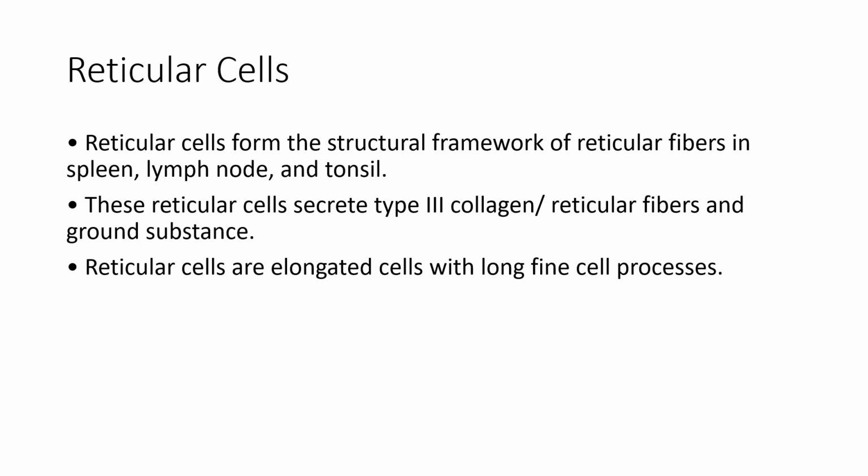So far, we have studied the cells of lymphoid tissue meant for imparting immunity, be it T lymphocyte, B lymphocyte, natural killer cell, or antigen presenting cell. These are all related to immunity. The last variety of cells of the lymphoid system is the reticular cells. They mainly form the structural framework of reticular fibers in lymphoid organs like the spleen, lymph node, and thymus. Histologically, reticular cells are elongated cells with long fine cell processes.